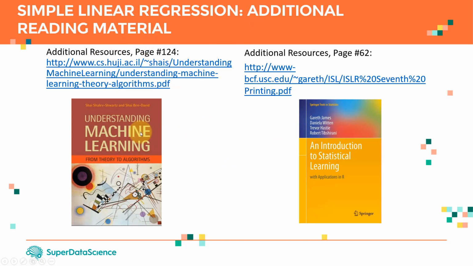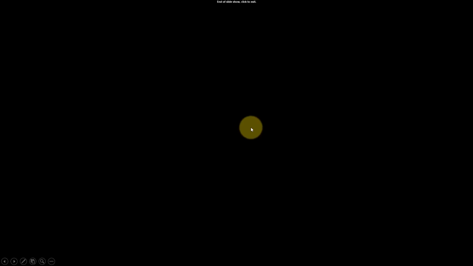All right. And if you wanted additional reading material on least squares, you can simply check these two books again. They are free to download. If you check page 124 and page 62, you will find a ton of information, a ton of mathematics. And that's it. That's all I have for this lecture. I hope you enjoyed it.